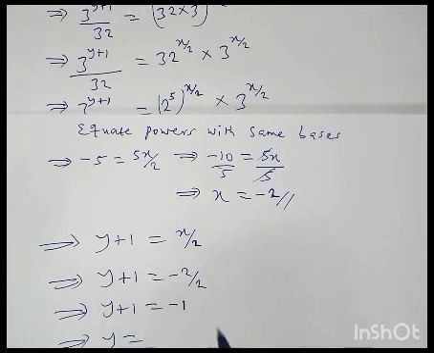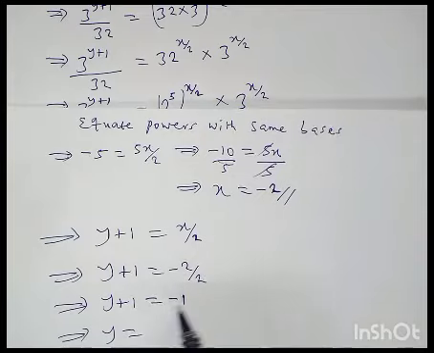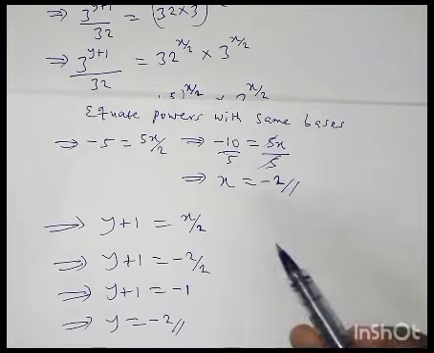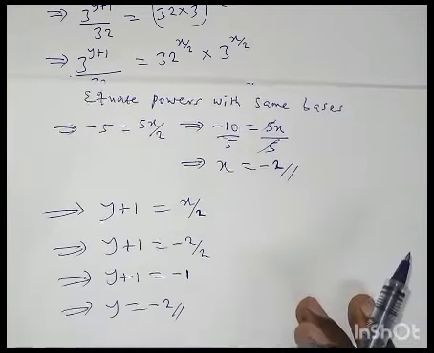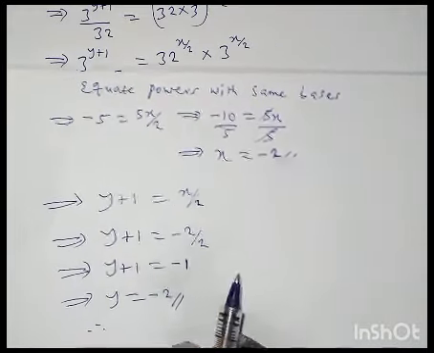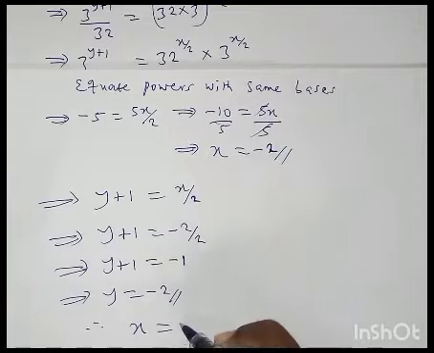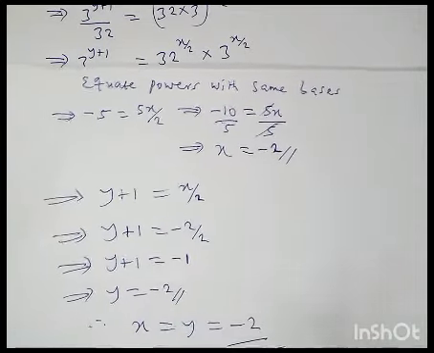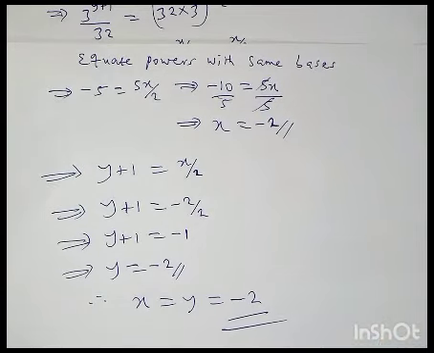Take this 1 to the other side, it becomes negative 1. So minus 1 minus 1 gives us minus 2. Therefore, x is minus 2 and y is minus 2. Therefore, x and y are the same, all of them are minus 2. So this is the solution. Thank you.